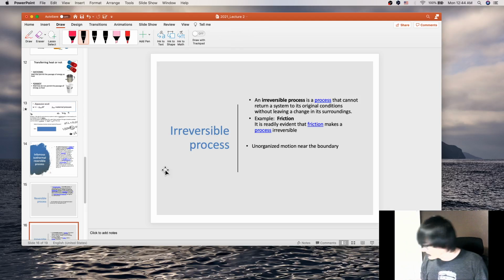But if I'm actually moving this sheet of paper over a rough surface like this, right? Then what am I doing here? I'm actually heating up the surface, right? Because if you try to rub your skin with the sheet of paper very hard, then your skin is going to heat up, right?